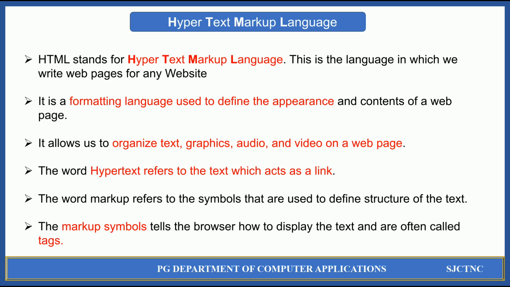The word hypertext refers to a link. If we click a link, it goes to another page. The first thing, hypertext means a link. Second, markup. Markup refers to the symbols that are used to define the structure of the text. The markup symbols, in other words, we can call them tags.